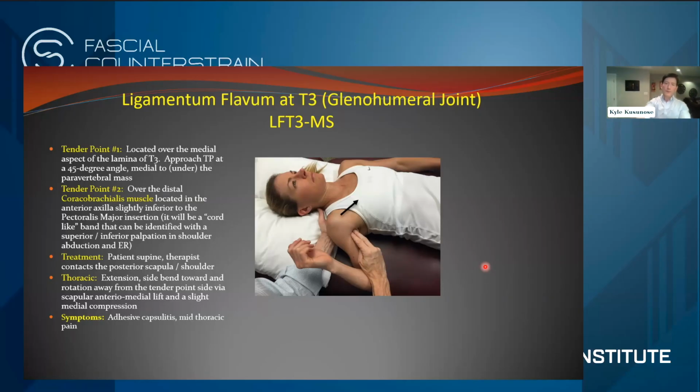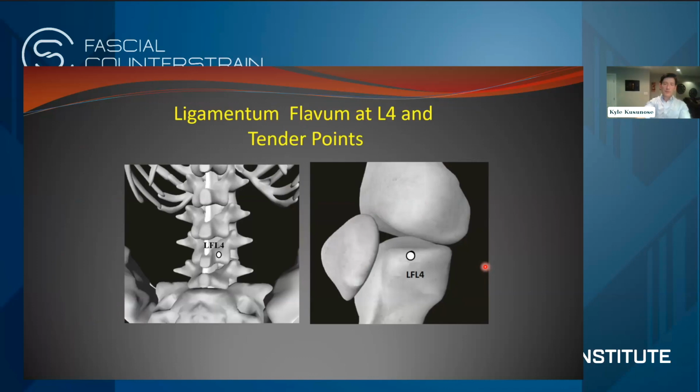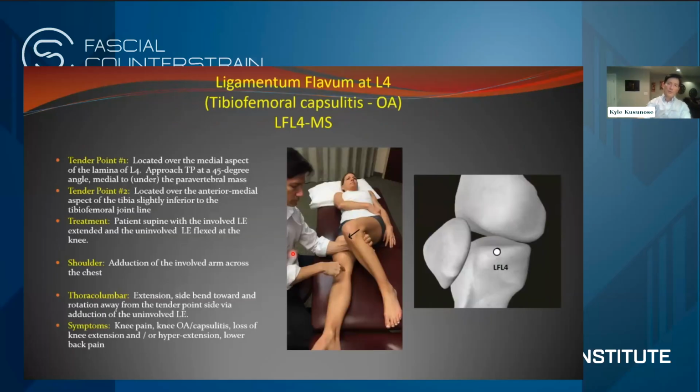Yeah. So anyway, let's look at another one that we use all the time. This is the ligamentum flavum L4, and it causes tibiofemoral capsulitis. So this tender point is right on the tibial plateau, anterior medial border, right below the medial meniscus, anterior horn. And we again just use the same pattern. There's also a paravertebral point on the inner part of the paravertebral at L4, and then we use that same extension, side bend toward, rotate away of the trunk, which is rotate toward of the pelvis.